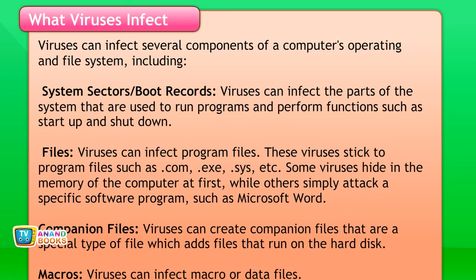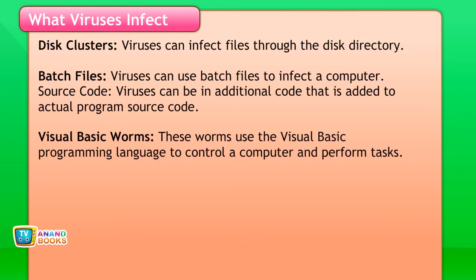Macros. Viruses can infect macro or data files. Disk clusters. Viruses can infect files through the disk directory. Batch files. Viruses can use batch files to infect a computer. Source code. Viruses can be in additional code that is added to actual program source code. Visual Basic Worms. These worms use the Visual Basic programming language to control a computer and perform tasks.